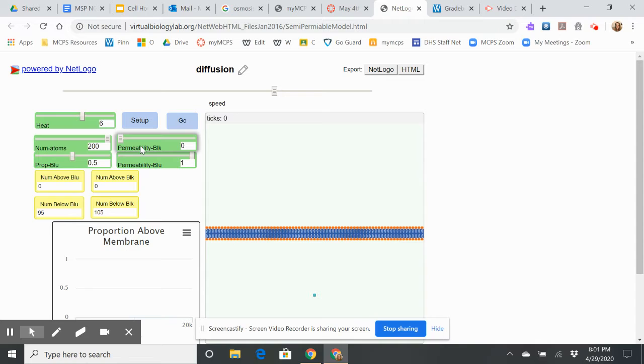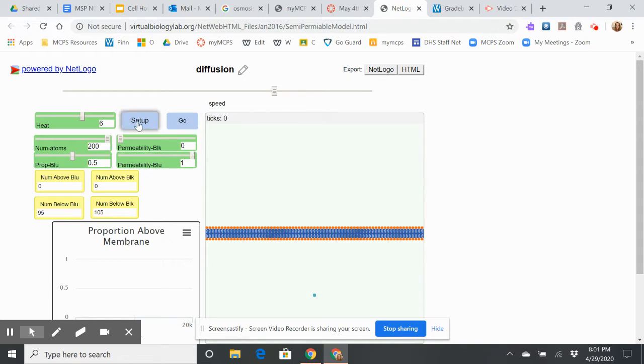This is the permeability of the black atoms, and this is the permeability of the blue atoms. If it's 0, it won't go across the membrane at all, and if it's 1, it's totally permeable. And then this is the number of blue below and black below.